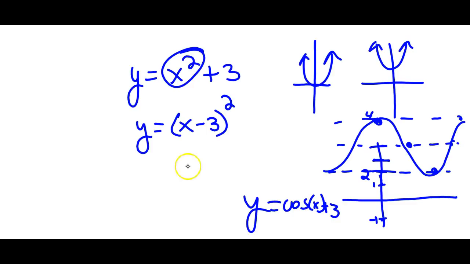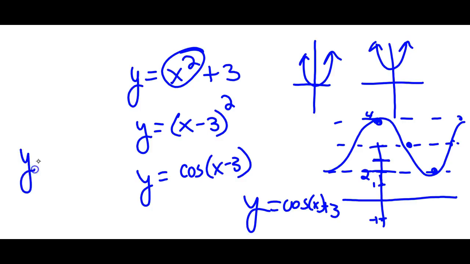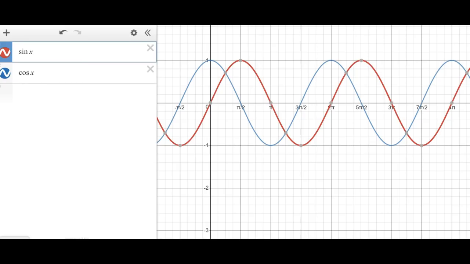And so same thing here, if I had y equals the cosine of x minus 3, that would shift it to the right 3. But I don't want to shift it to the right 3, I want to shift it over pi over 2 to the right. So it'd be y equals the cosine of x what? I heard somebody say it, x minus pi over 2. Let's go to Desmos and check that.